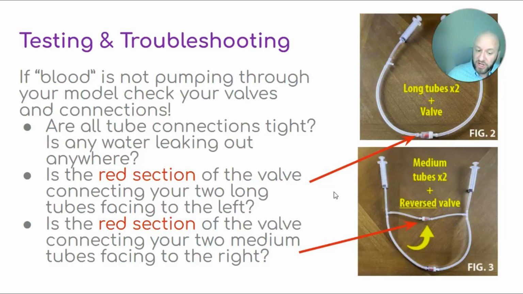Another thing to check if your build is not working is whether the red section of your valve connecting your two medium tubes is facing the right. Take a look at figure 3, and we see the medium tubes, which are in the middle of our model. We want the red part facing the right here. If you have those switched, or if they're both in the same direction, it's not going to pump properly. So check those if your model isn't working and try it again.